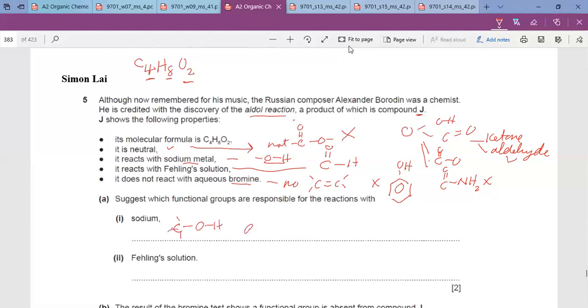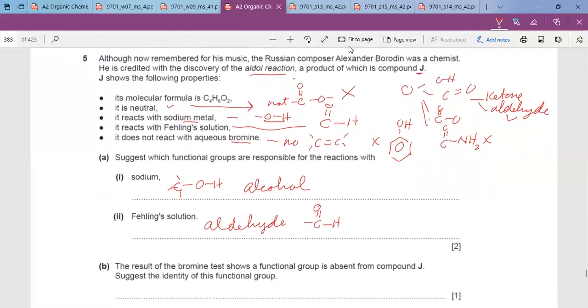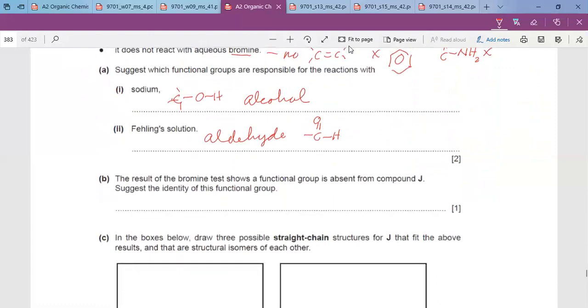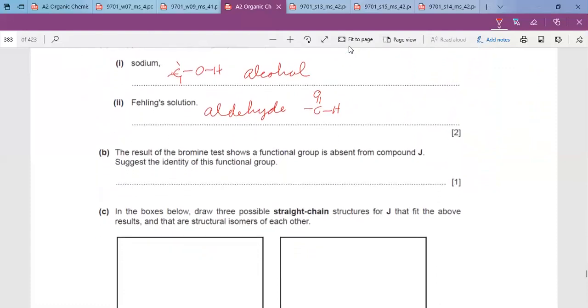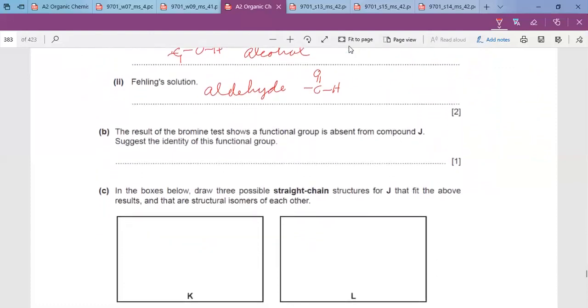Okay, you can put this alcohol. Aldehyde. Or this one here, must have an H here. Okay, so the result of the bromine test shows the functional group is absent. Identify the functional group: no alkene, is it? No carbon double bond carbon.